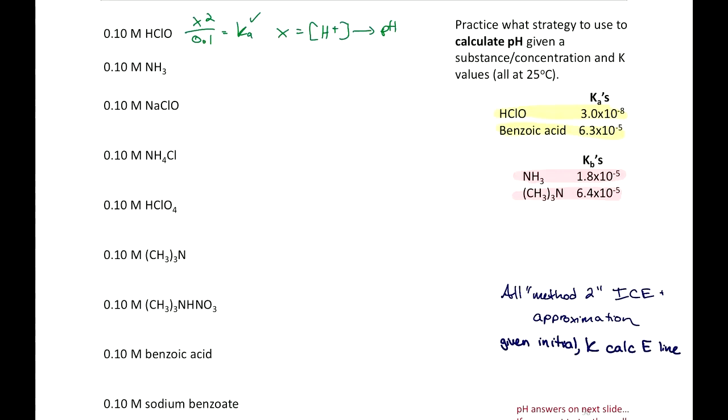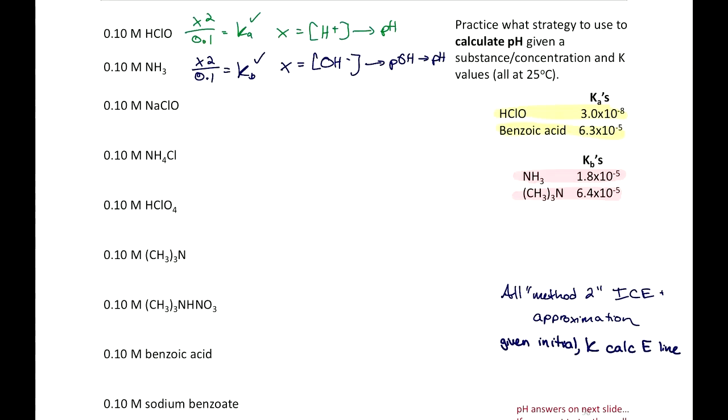Okay, what about the next one? 0.1 molarity NH3. We want to use what? Kb. Am I given Kb? Yes, so I can just go ahead and do x squared over 0.1 equals Kb because we're given that Kb. But this one's different. X is equal to OH. So we have to POH, then pH. Perfect. All right, next one.